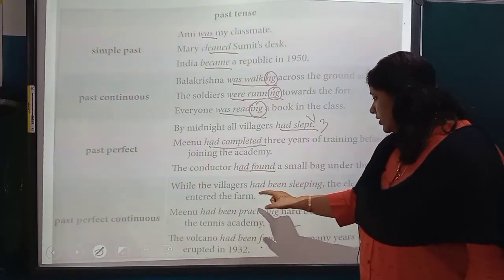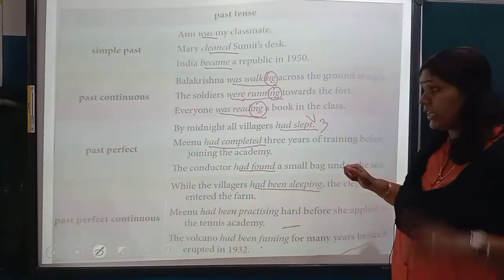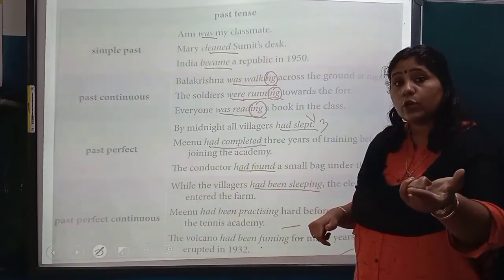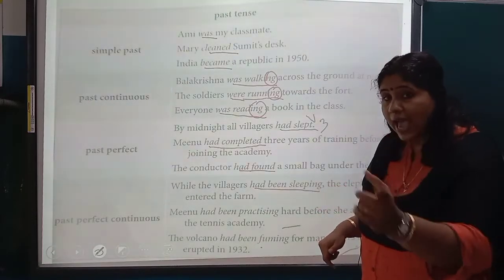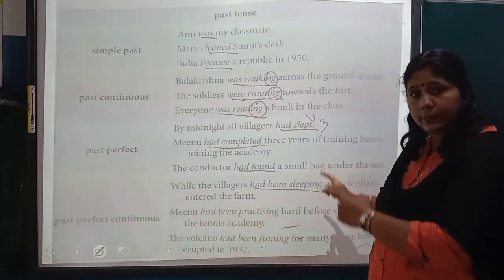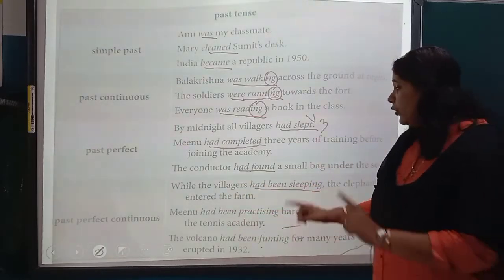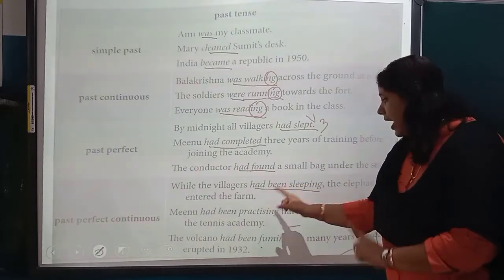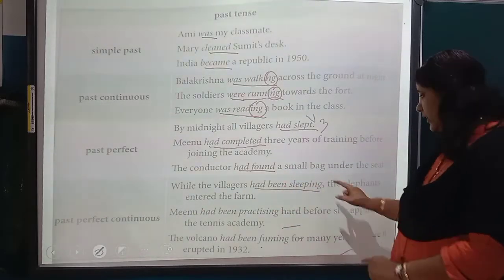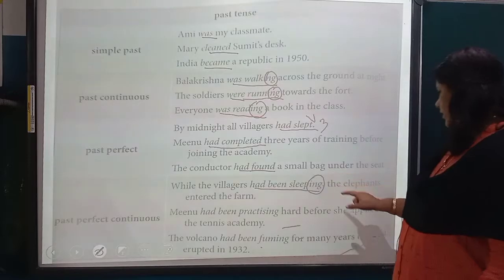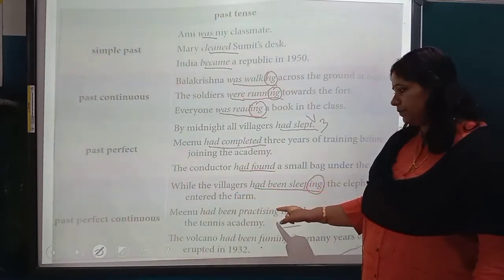Next, past perfect continuous. While the villagers had been sleeping. In present perfect continuous, what do we add? Has been living or sleeping. Here in past perfect, what you have to add? You have to add had everywhere. Had been sleeping. Ing. The elephants entered the farm.